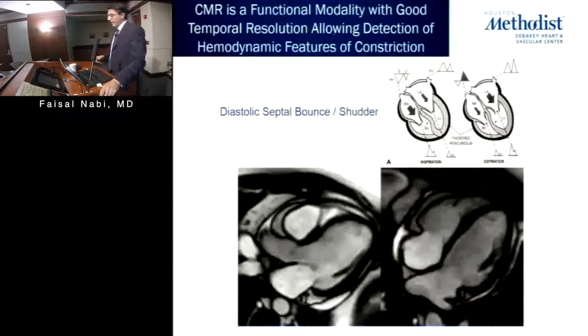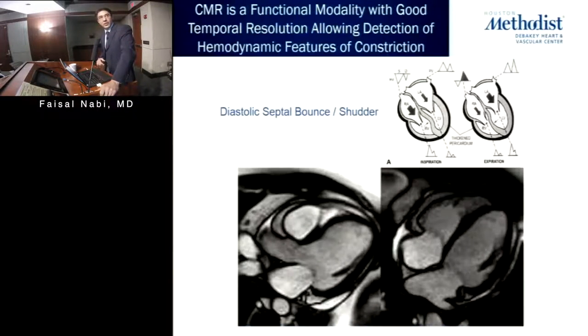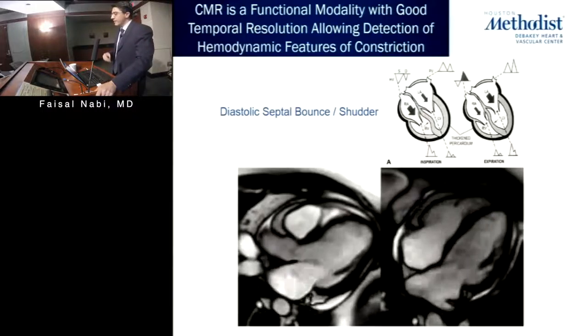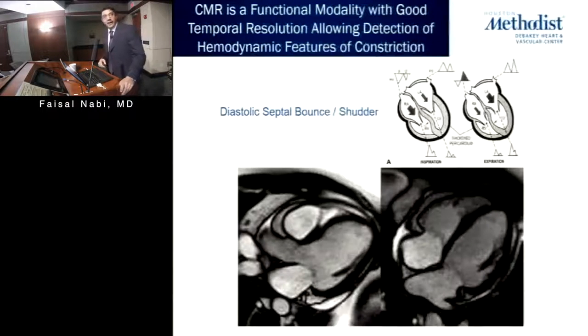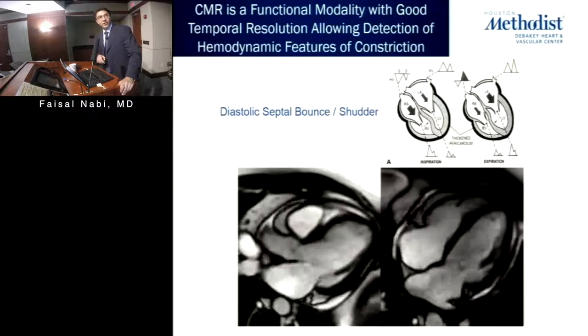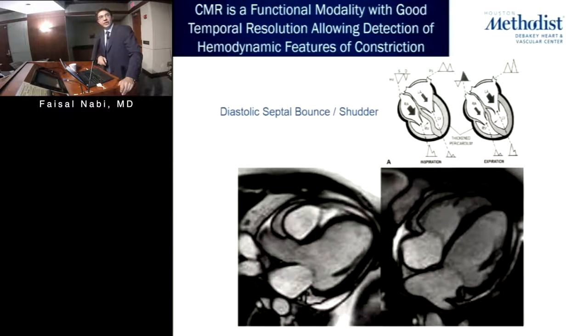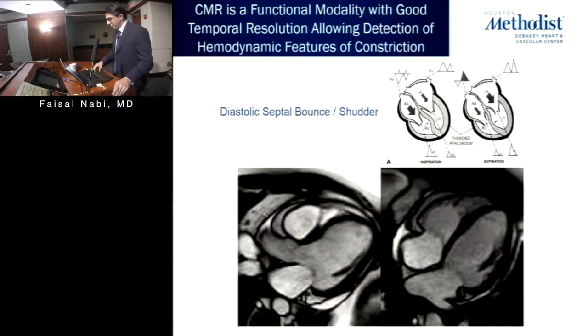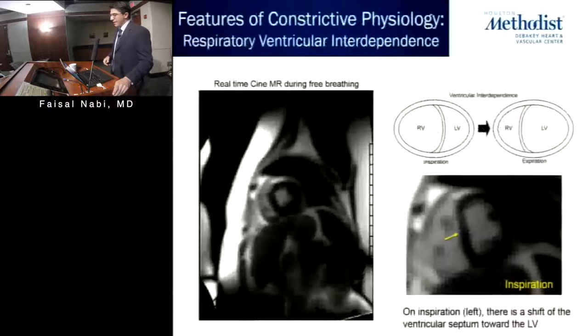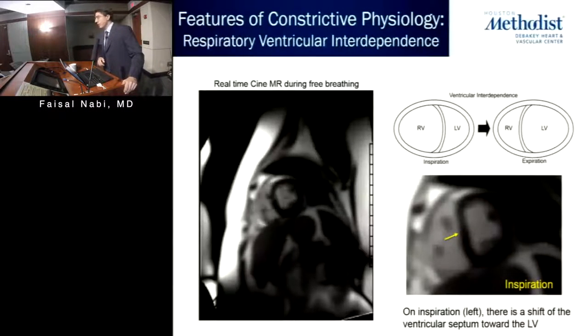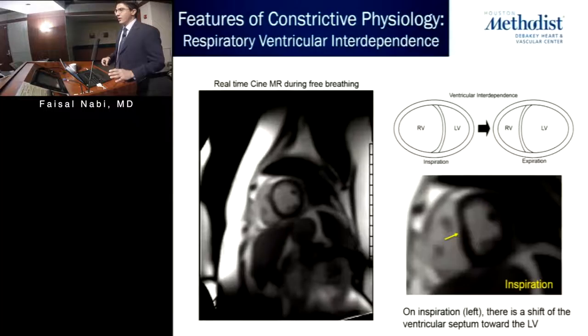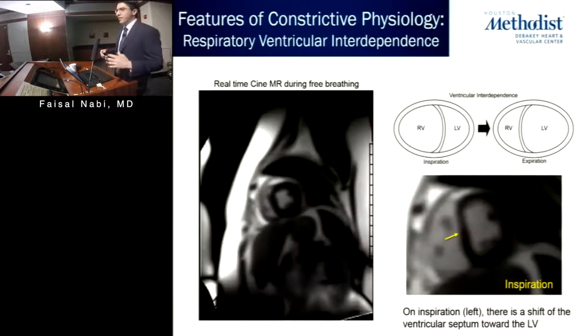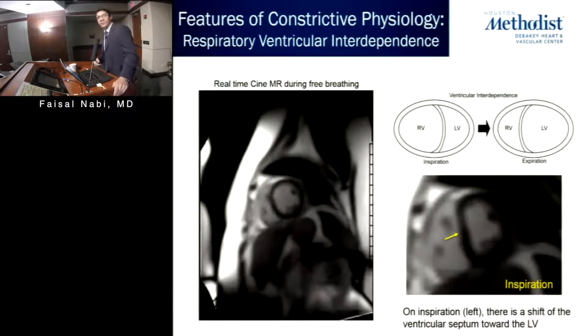And then finally, with CINE imaging, we can also appreciate signs of constrictive physiology. And here, a tip-off, if you'll notice very carefully right here, you'll notice what we call this diastolic septal bounce or diastolic septal shudder, which is just another manifestation of respiratory ventricular interdependence, which is the pathophysiology, the hallmark of constriction. As you know, this process is defined by a dissociation between intrathoracic and intracardiac pressures.